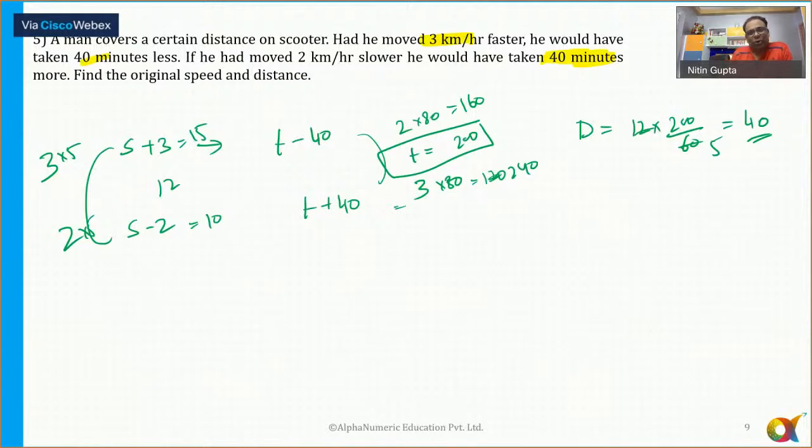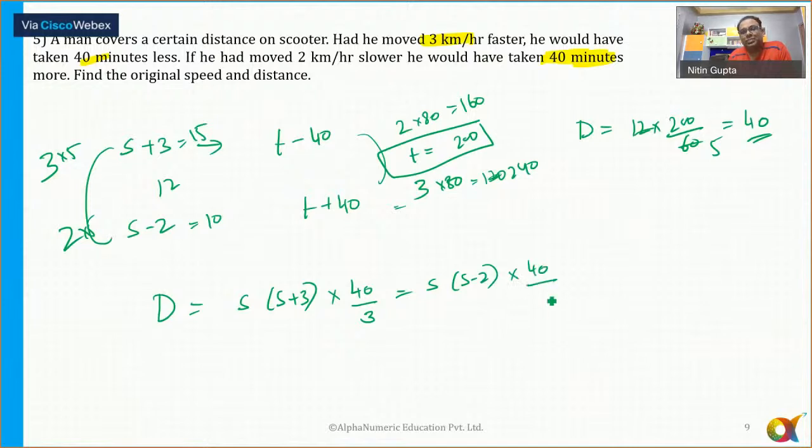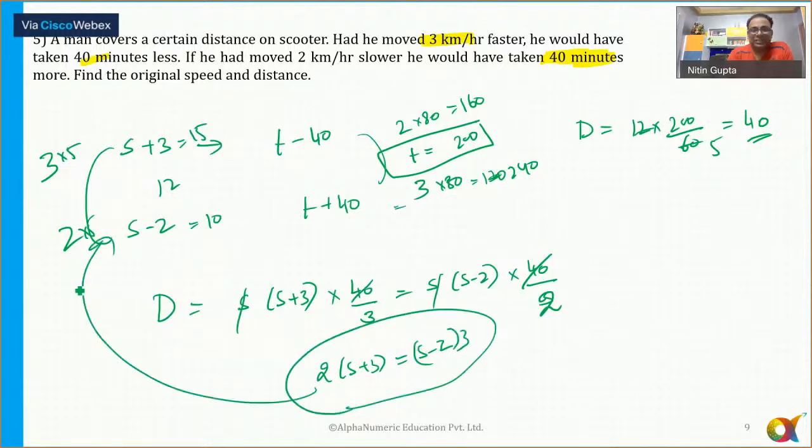Or I've already told you the equations, derive the formula. Direct formula, distance is equal to s into s plus 3. In that case, change in time is 40 and change in speed is 3, is equal to s into s minus 2. Okay, change in time here is also 40 and change in speed is how much? That is 2. 40, 40 get cancelled, s will get cancelled, and then I'll get twice of s plus 3, which is equal to s minus 2 by 3, which is the same thing if you observe here. But yeah, that's a special case.